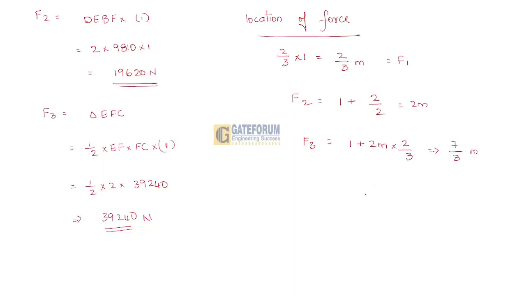Location. So pressure at 1 meter depth: rho g h1, 1000 into 9.81 into 1, which will be 9810. So from here DE will be 9810, BF will also be 9810. All are Newton per meter square only, right?